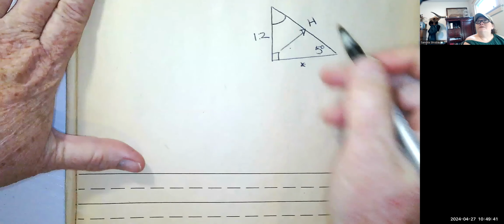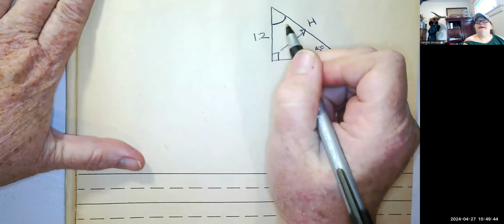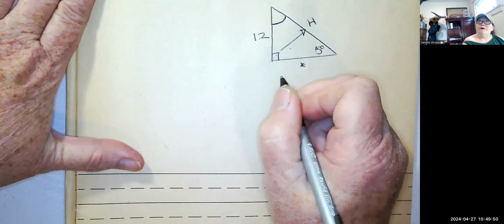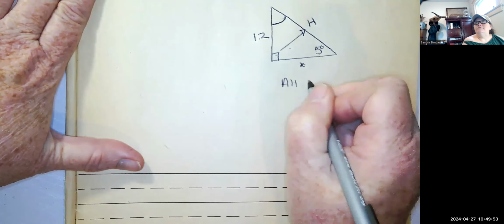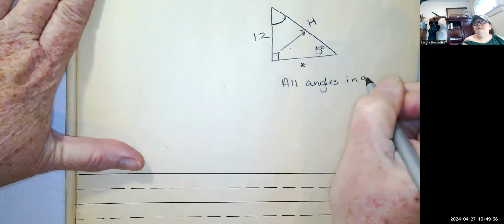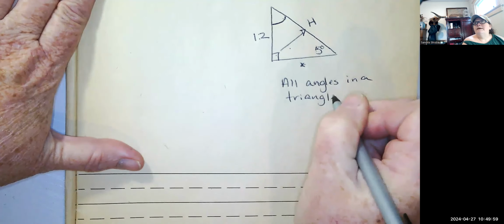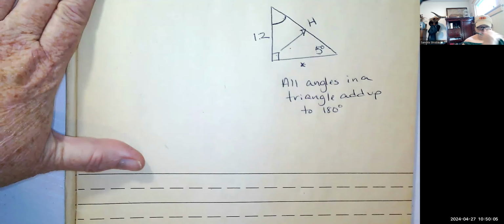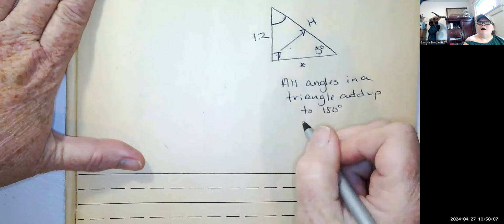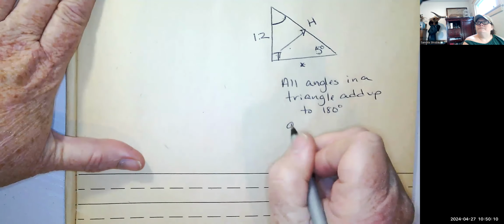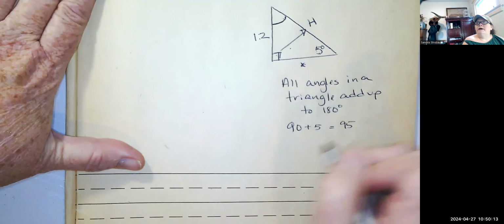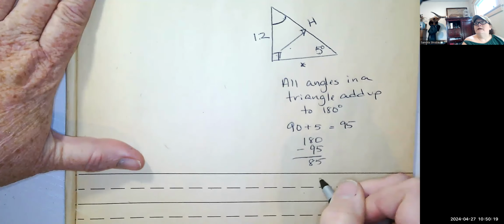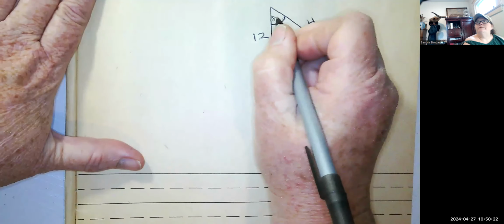All right. To find this angle, this part's easy. All you need to know is that all of the angles in a triangle add up to 180 degrees. So that means this one's 90, this one's 5, 90 plus 5 is 95. And I just subtract that from 180 and I get 85. So this is 85 degrees.